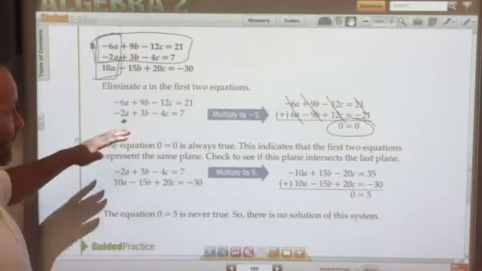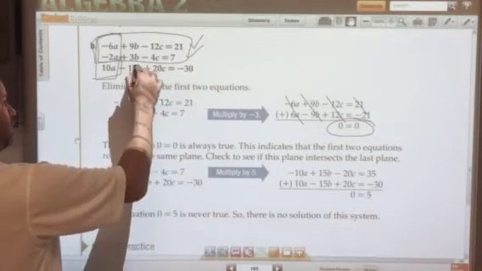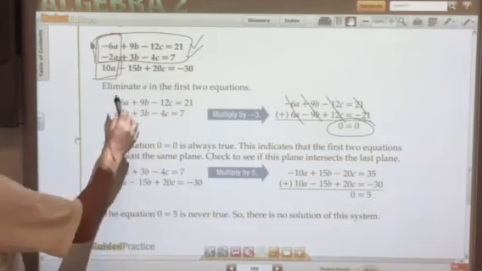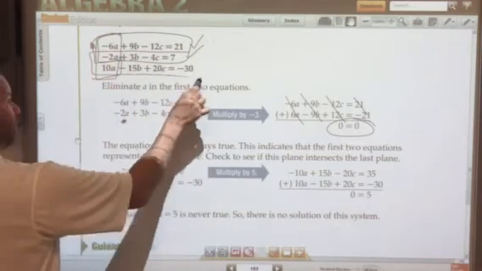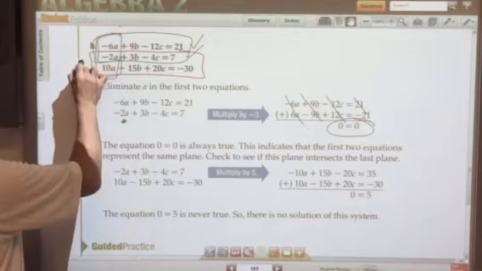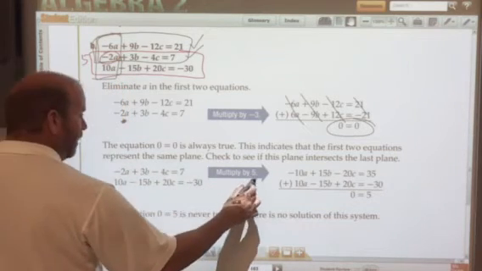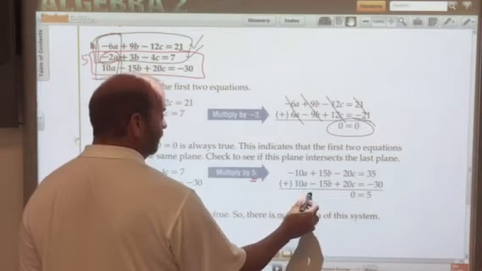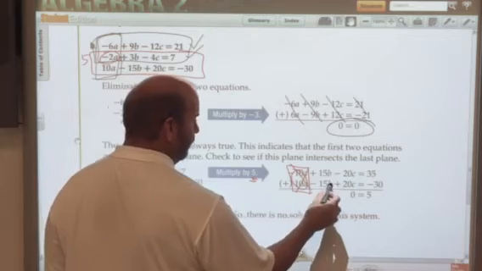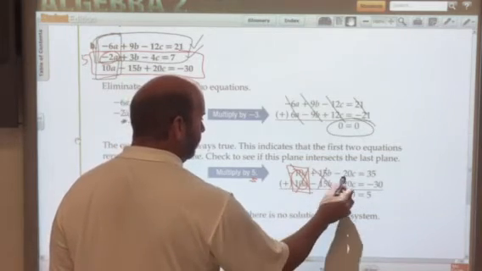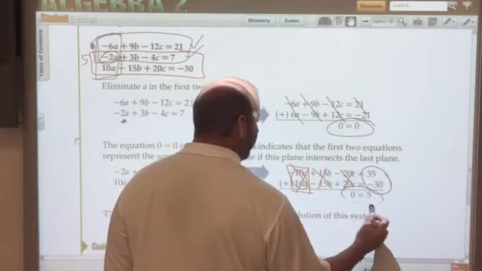So you still have to go back and check. We used equation 1 and equation 2. Now you have to use equation 3 with one of these, and so I would, and they do, use equation 2 and 3, because all you have to do is multiply that by a 5. So multiply that by a 5, and you get negative 10a and 10a, they cancel. 15b and 15b, they cancel. 20 and 20, they cancel. But this does not cancel, so 0 equals 5.